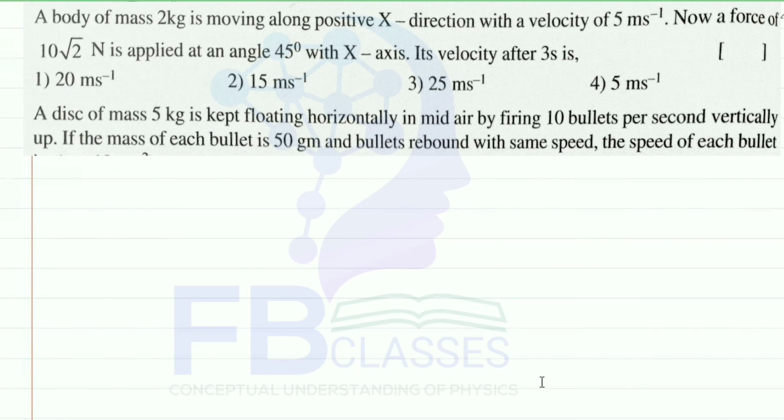My dear students, I am going to read the question. A body of mass 2 kg is moving along the positive x direction with a velocity of 5 meter per second. Now a force of 10 root 2 Newton is applied at an angle of 45 degrees with the x-axis. Its velocity after 3 seconds is? Options are given: 20 meter per second, 15 meter per second, 25 meter per second and 5 meter per second. Okay.